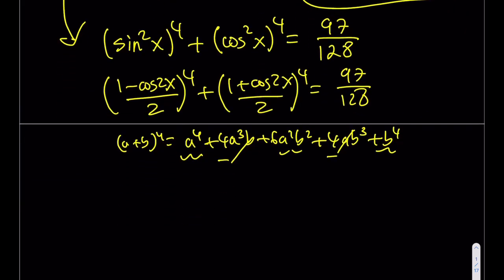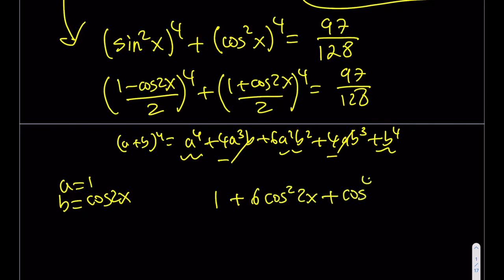So what I'm going to be getting from here is, in this case, a is 1 and b is cosine of 2x, by the way. So you're going to be getting a to the 4th, which is 1, plus 6a squared b squared, which is going to be 6 times cosine squared 2x. And then you'll get cosine 2x to the 4th power. Okay, awesome. But you'll get this twice because they're repeated. And this expression is equal to 97 over 128.